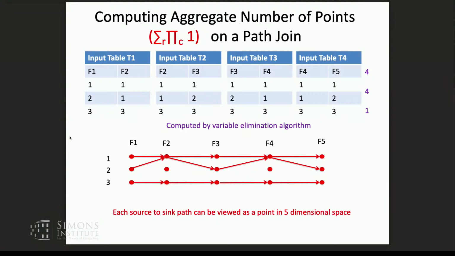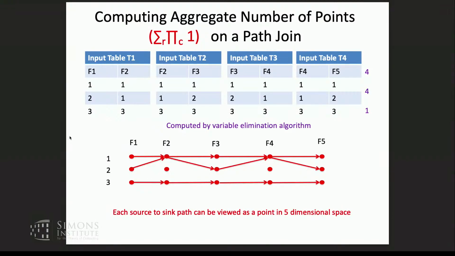Let's think about this on a path query. A path query means that I'm joining together tables with 2 attributes per table, and the second attribute of one table is equal to the first attribute of the next table. If I join these 4 tables together, I have a layered graph with 5 layers. The counting problem here would be to count how many paths I have from the first layer to the last layer. What this variable elimination algorithm will end up with at the end is a count for each vertex at the end: how many paths do I have ending up there?